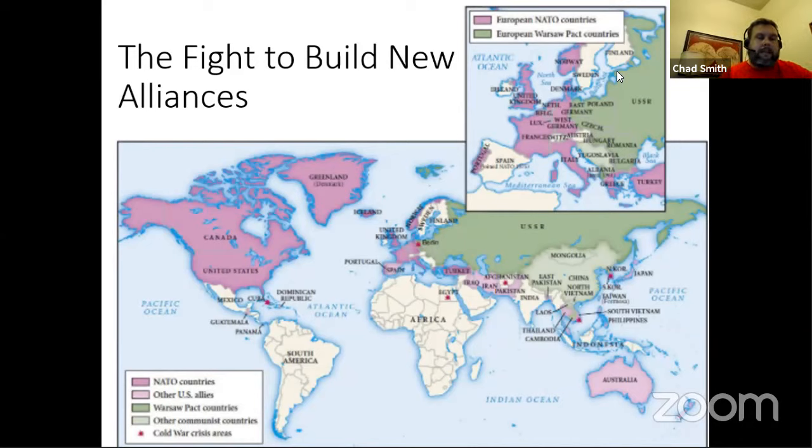Also take a moment to notice that there is no Warsaw Pact state in the Western Hemisphere, that the Warsaw Pact is all very close geographically to the Soviet Union. After the development of NATO, there were other regions of the world who also developed their own examples of non-communist defensive alliances. For example, SEATO, the Southeast Asian Treaty Organization.